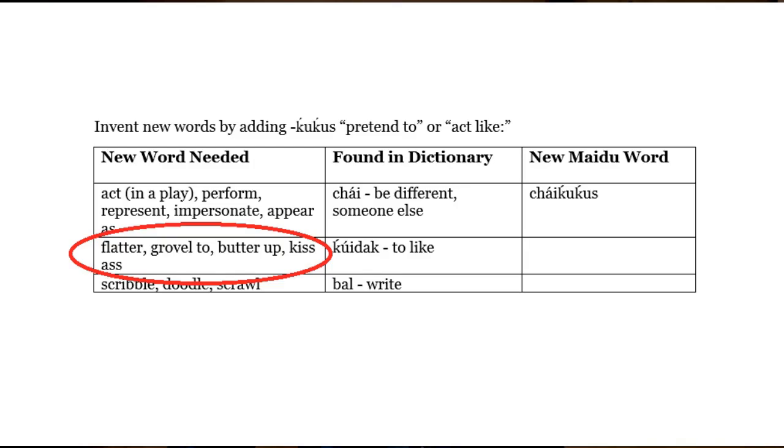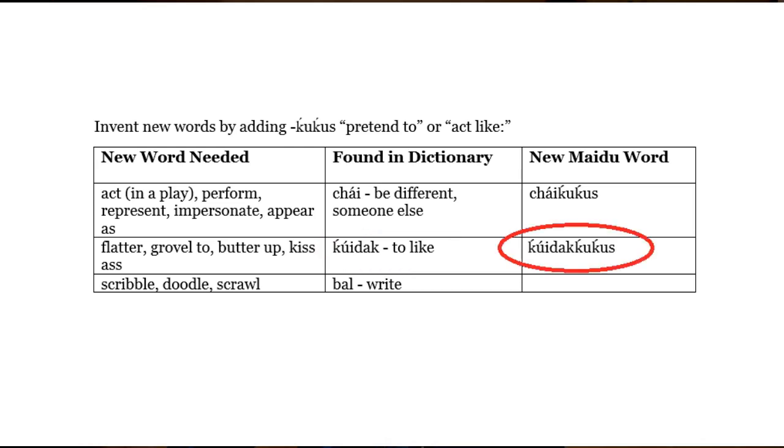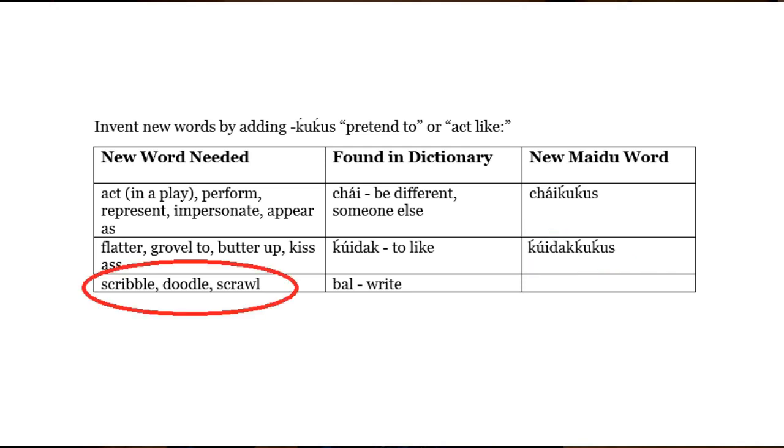What if you wanted a word for flatter or kiss up to somebody? We have a word kuidak, like somebody. If you're flattering someone, you might be pretending to like them, right? Kuidak kukus, pretend to like or flatter. Bebo moye, kuidak kukus. How would you make up a word for scribble, which is like pretend to write? Bal kukus.